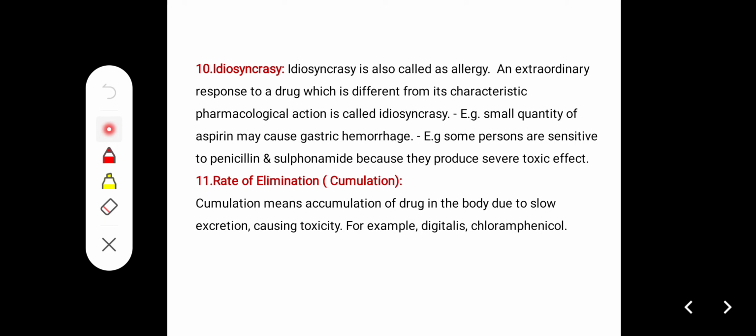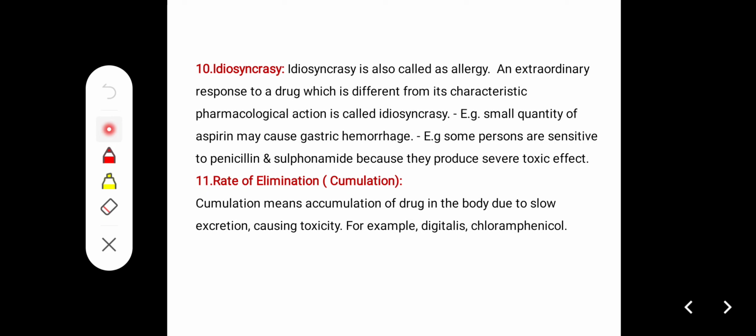Idiosyncrasy is also called allergy. So what is this? An extraordinary response to the drug, which is different from its characteristic pharmacological action, is called idiosyncratic. For example, a small quantity of aspirin may cause gastric hemorrhage. Some persons are sensitive to penicillin and sulfonamide because they produce severe toxic effects. Extraordinary means aspirin is an analgesic, but aspirin causing gastric hemorrhage is an extraordinary response. That is the idiosyncratic reaction.